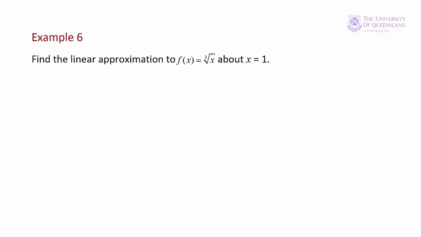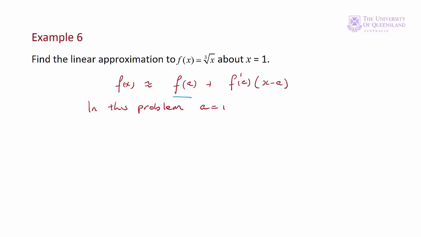In the general form of our linear approximation, we specify a point a rather than a particular value. And so our linear approximation formula is that f of x is approximately equal to the function evaluated at point a, plus the first derivative evaluated at a times x minus a. So basically our equation to a tangent. In this problem, a is equal to 1. We want to find f of a and f prime of a.